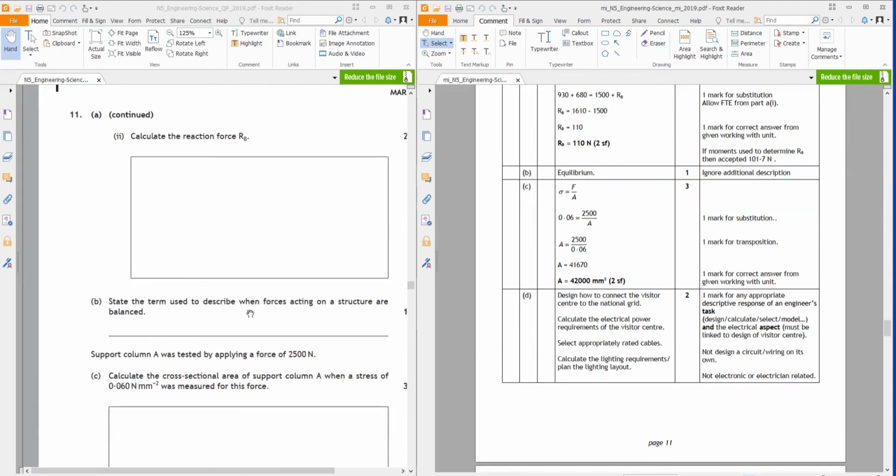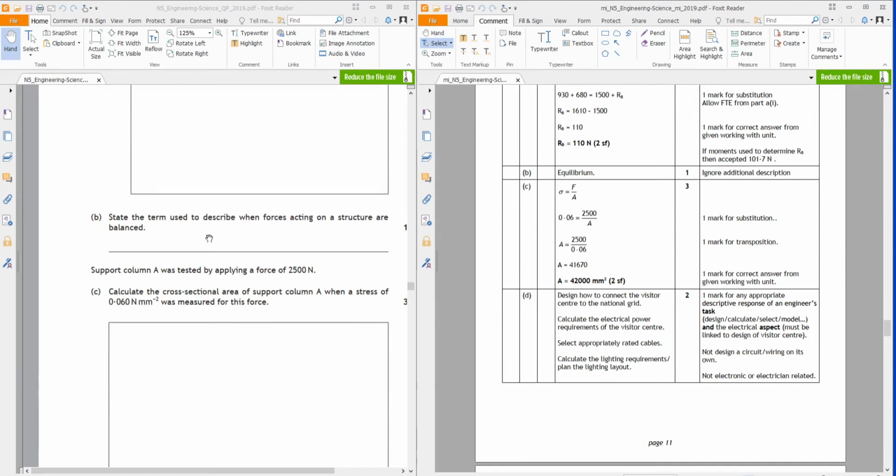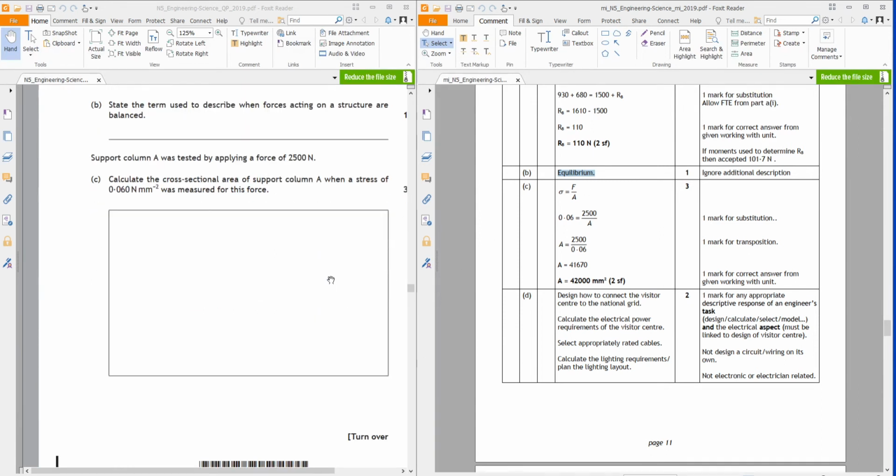Right, the next one. State the term used to describe when forces acting on a structure are unbalanced. They are in equilibrium. Okay, if they're balanced, they're in equilibrium. That's the fancy term.